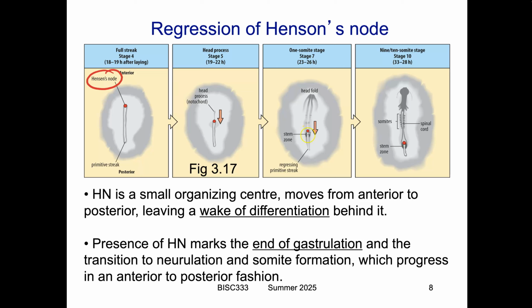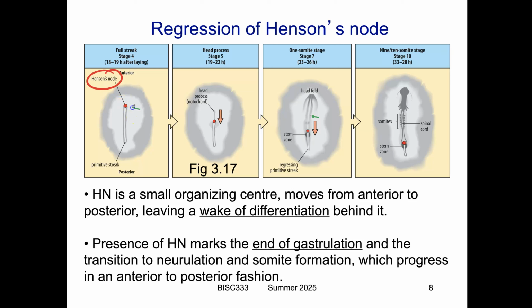So as it's moving along, the head folds are forming, the neural tube forms, it starts with the neural plate and then the neural folds, and then they move over to form the tube, and then the mesoderm, the somites start to be formed in little blocks as you go along. And so as this zone moves along, it leaves this wake of differentiation. So it's a very important process.